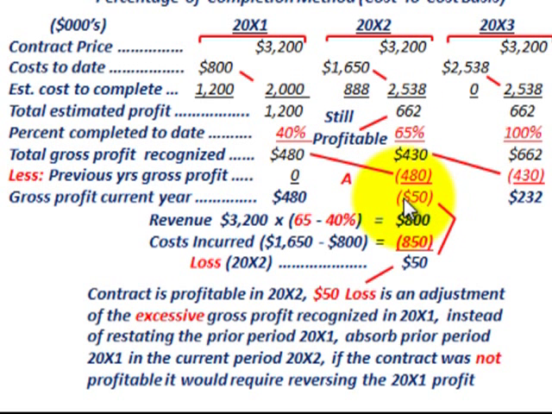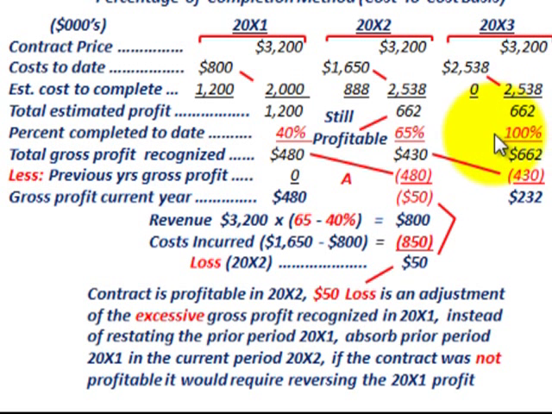So what we would do, just looking at it in these terms, this is what we're going to have to recognize as a loss. And we'll get into that. But again, in 20x3, we just had our cost to date equal our estimated total cost, $2,538, same as our previous year in 20x2. Compare that to the $3,200.